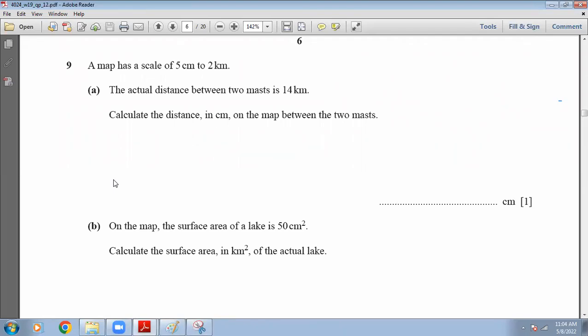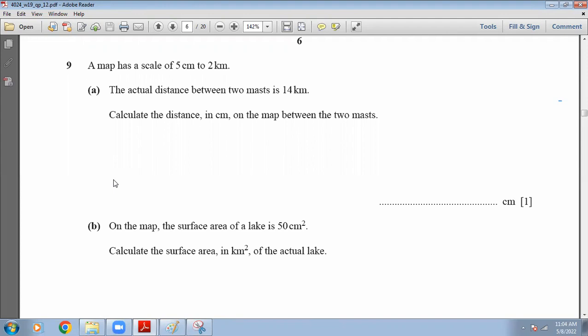The actual distance between the two masts, mast means pole, is 14 kilometers. Calculate the distance in centimeters on the map between the two masts. So the scale of the length is given, and he has given you the actual length, and he wants you to find out how much will be the length on the map. So we will use the ratio of the proportion.